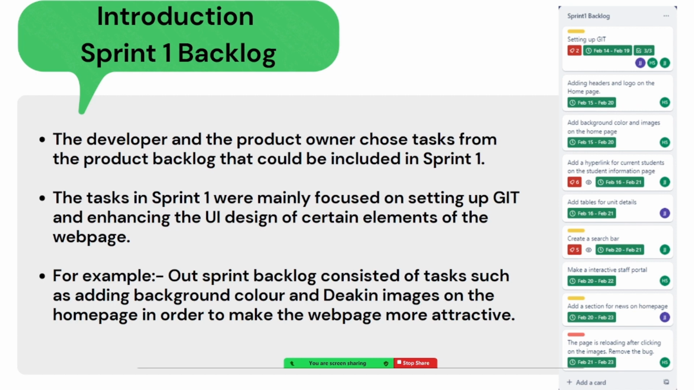Now, let's discuss the Sprint 1 backlog. The tasks in Sprint 1 were generally related to setting up the kit and performing basic UI changes in the web page. The main tasks included changing the background of web pages, adding details for current and incoming students, creating a search bar, making a portal for staff members, adding a section for news on the home page, and resolving some basic bugs.